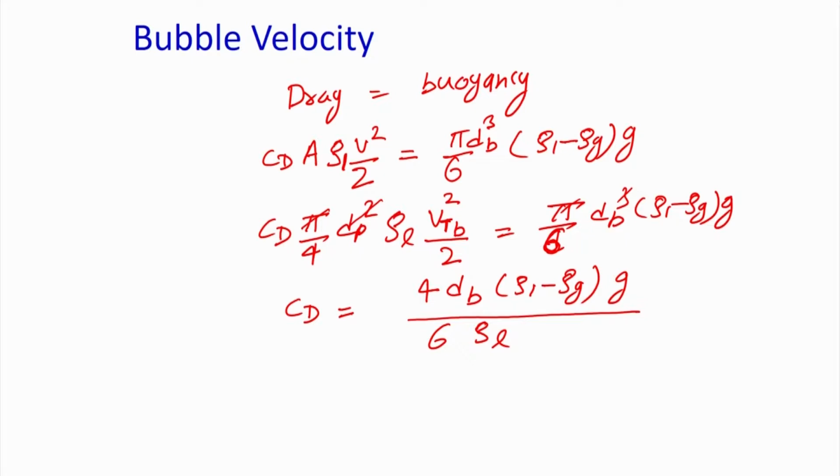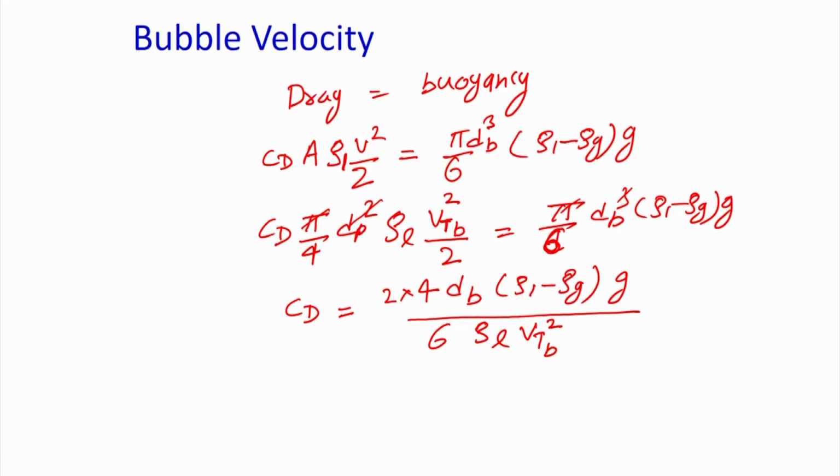Now, there will be this VT square also, VTB square. Now, this 2 will also be multiplied. So, you will get this kind of equation for the CD which we have already developed. CD will be equal to this 2, pi will be cancelled out, dB cube will go out, so it will be only dB. So, this will be 4 into 2, 8, then dB rho L minus rho G into G upon rho L into VT square.